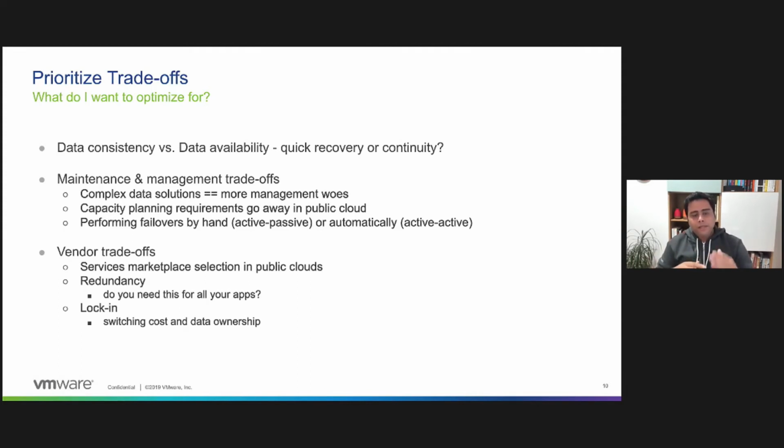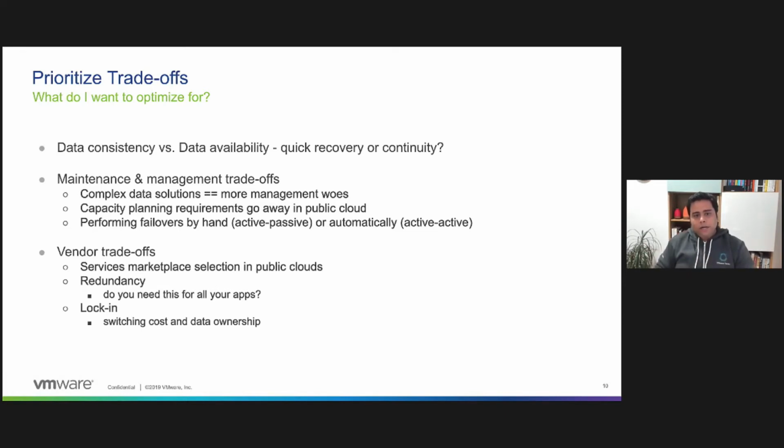Then you look at maintenance and management trade-offs. Like, for instance, with a very complex solution, you might have to worry about spending a lot of management bandwidth to manage those kinds of systems. If you're already spending a lot of time and effort on capacity planning, then going to the public cloud will actually solve that for you. And then how are you managing failovers at the moment? Are you running active passive failovers, which are potentially being executed by hand, or can you move to active active, which could be automatically done?